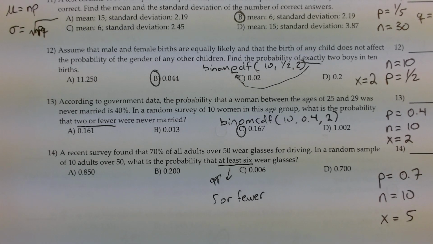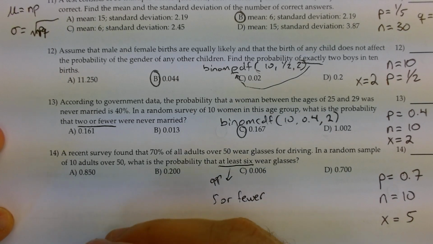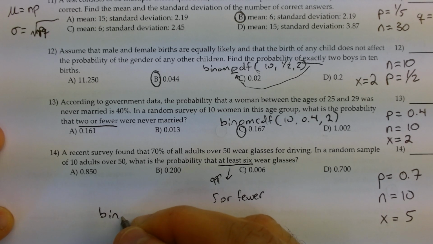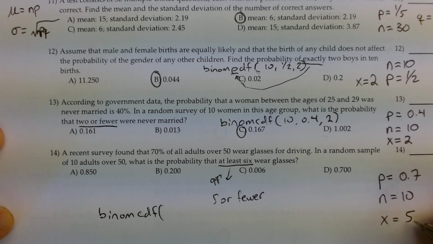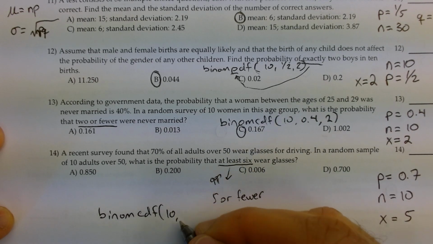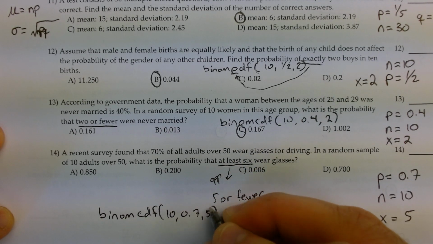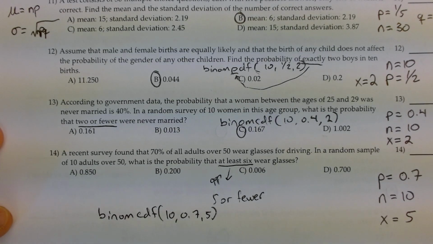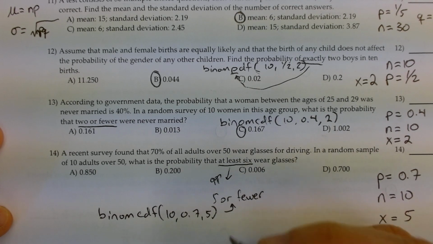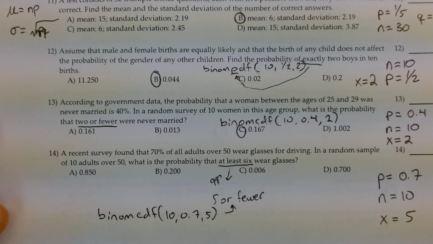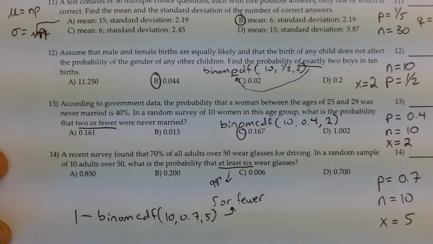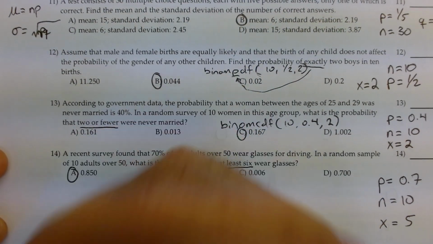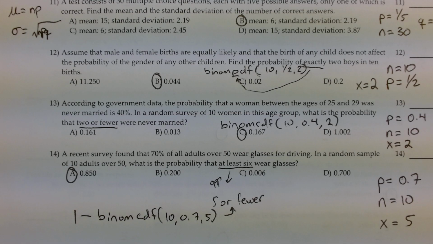So be careful there. If I do binom CDF with these numbers, 10, 0.7, and 5, that will give me the 5 or fewer, which is the opposite of what I want. So I need to subtract that from 1 to get the at least 6. So that one came out to be about an 85% chance that that happens.